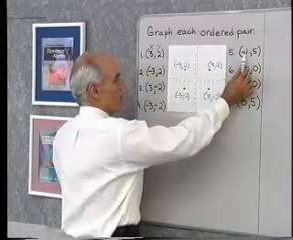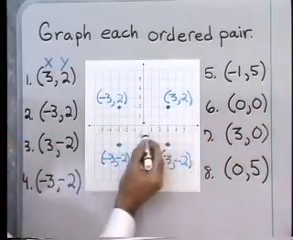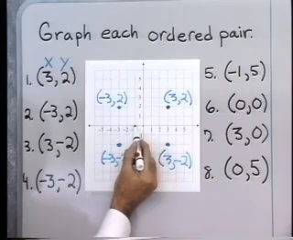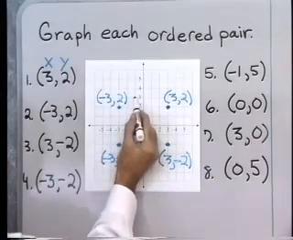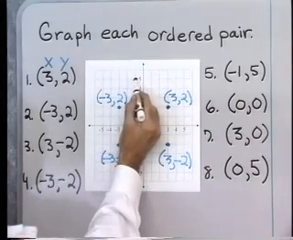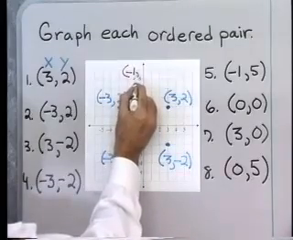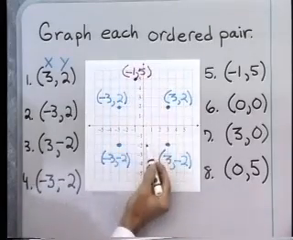I want to graph the ordered pair negative 1, 5. So I start at the origin, 0, 0. I move back 1 and then up 1, 2, 3, 4, 5. This is the point whose coordinates are x equals negative 1, y equals 5.